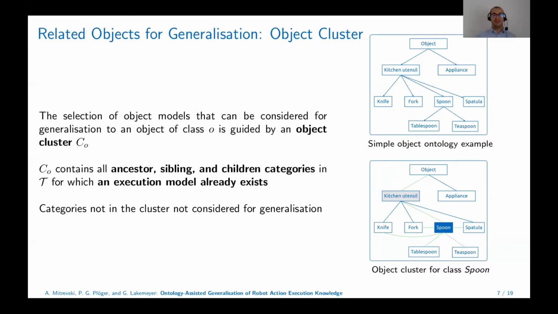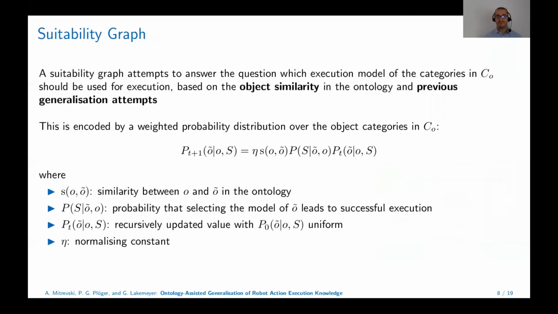Here we see a very simple example of an ontology encoding kitchen object categories. For the class spoon, the object cluster will consist of the classes marked by the green edges, but the kitchen utensil category will not be included in this case because an execution model is not known for it. The object cluster includes all related object categories for which action execution models are known, but these are likely not all equally applicable for executing an action with the object of interest.